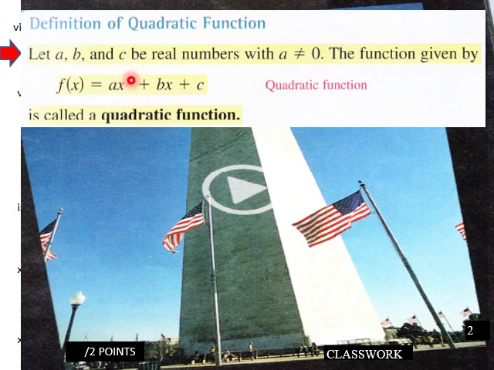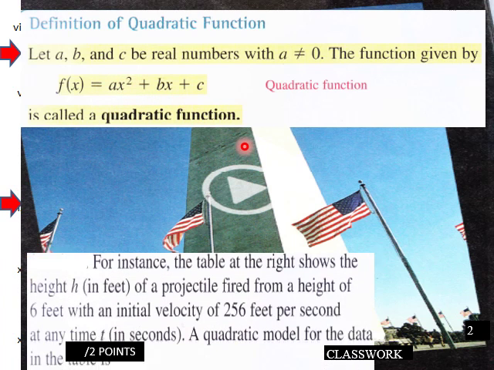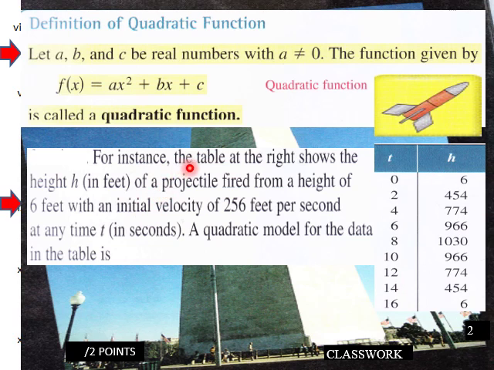It's called a quadratic function because it's a square. For instance, the table at right shows the height in feet of a projectile fired from a height of 6 feet. So at time 0 it's fired at 6 feet with an initial velocity of 256 feet per second at any time t in seconds. So instantaneously it's 256 feet per second.